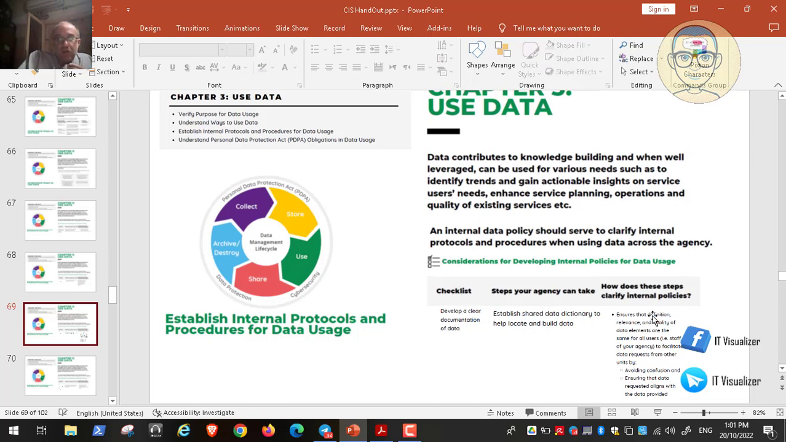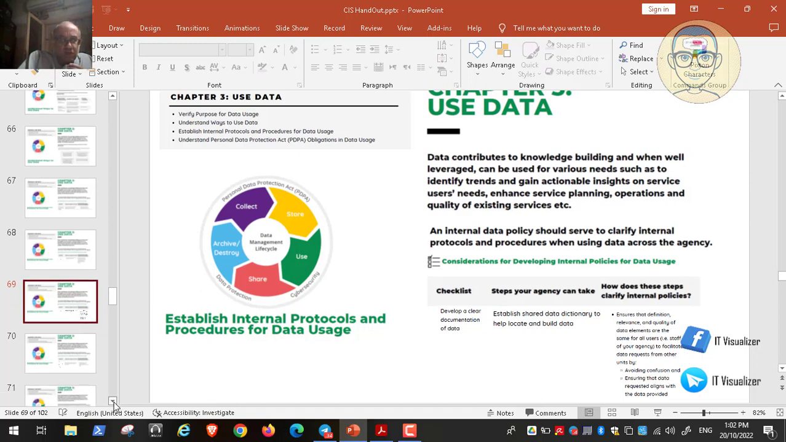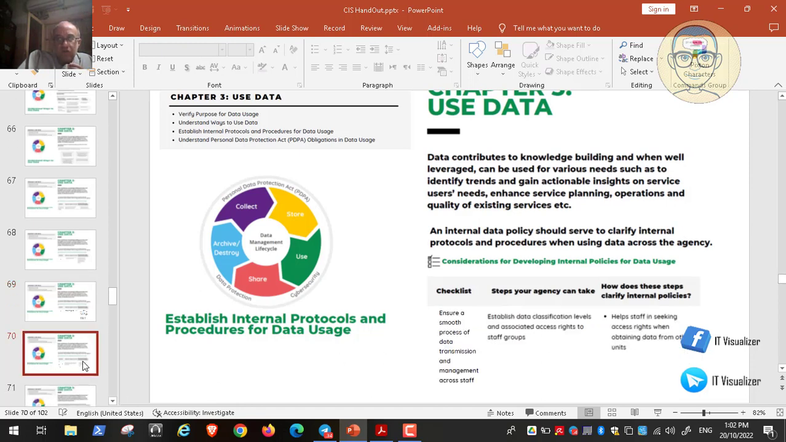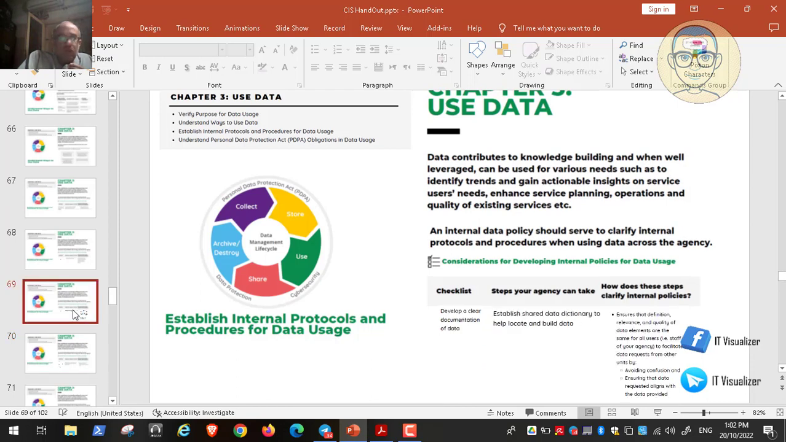Okay, ensure that the definition, relevance, and quality of data elements are the same for all users. I think he's talking about the data dictionary. So we have said when you are making an internal data policy, you should develop a clear documentation of data.